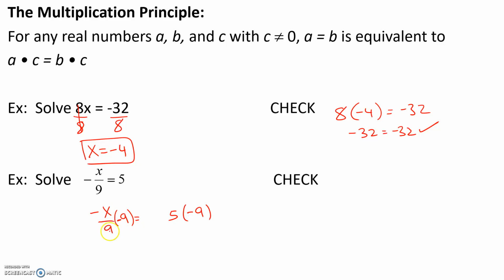So what that does is on the left side, the 9 and 9 cross cancel. Negative times negative is a positive. On the right side, 5 times negative 9 is negative 45. So our solution is x equals negative 45.